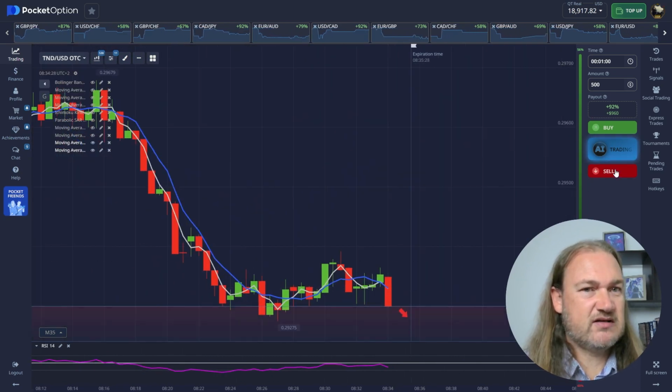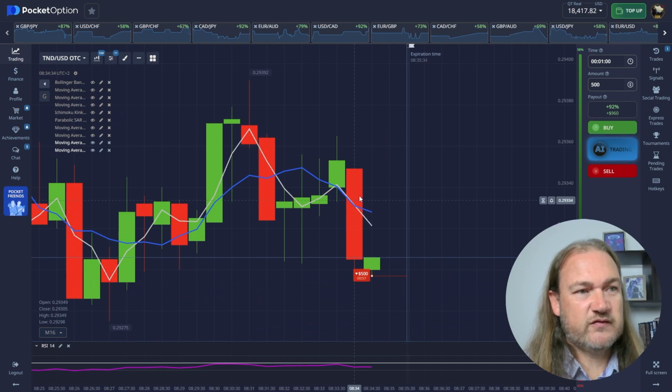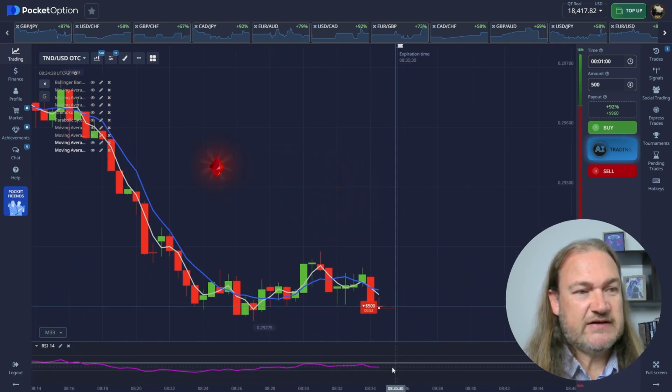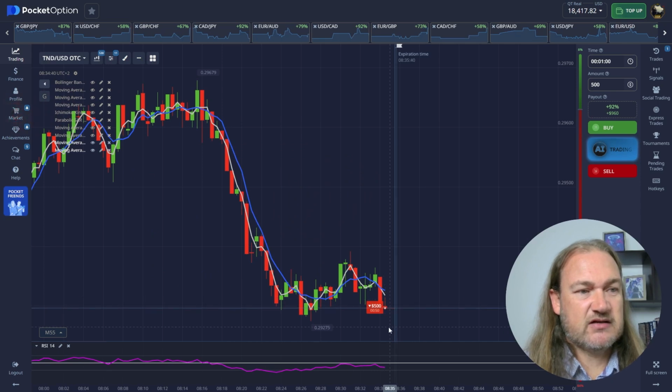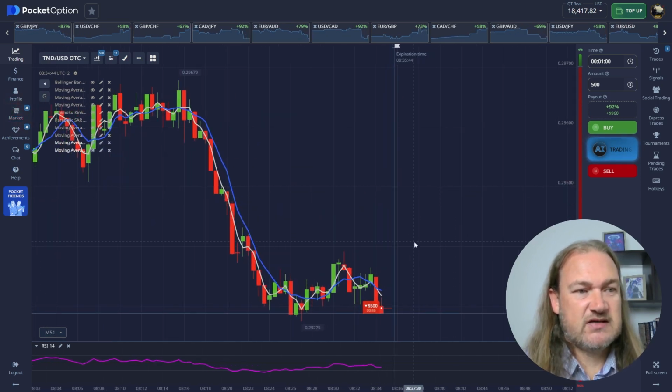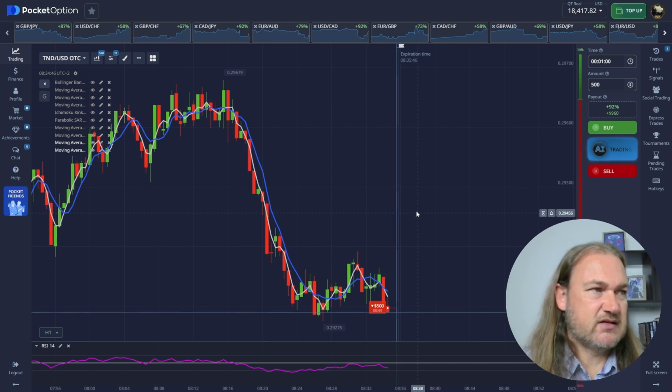So I'm going to take a sell on this. We had the crossover confirmed on this candle here. We have very nice bearish momentum all the way, and we're just going to get in and go along with it. We'll just wait for this expiry timer to run out and see what happens with this entry.